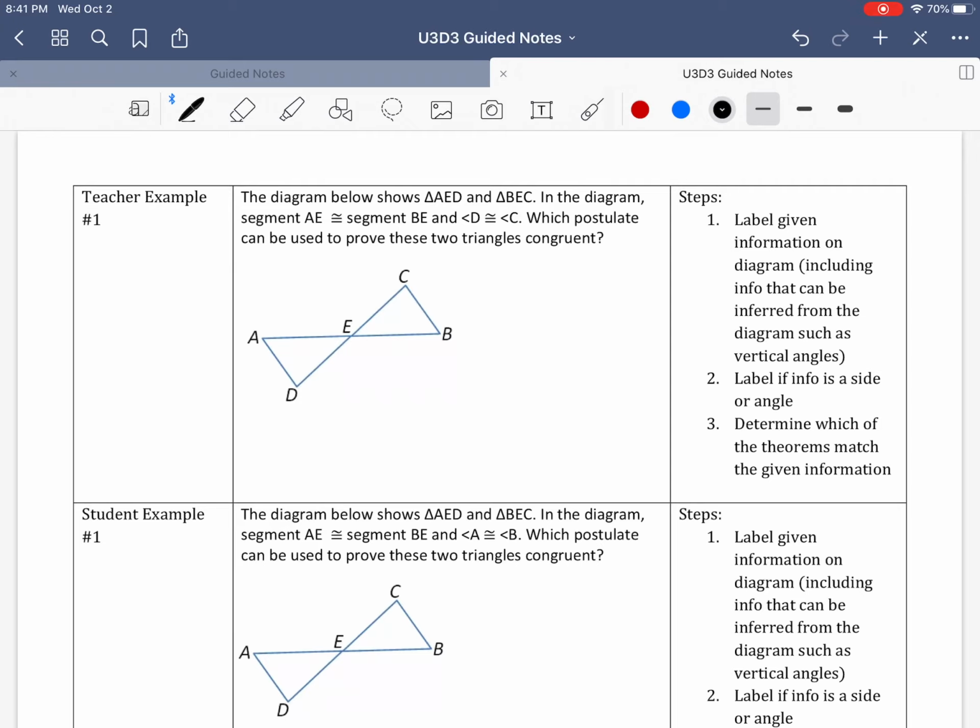The first thing that we have to do is label all of our given information. So here, I'm going to start by doing A and B are corresponding angles.